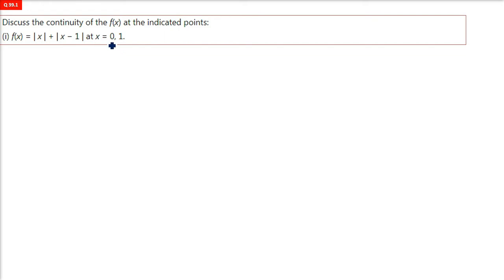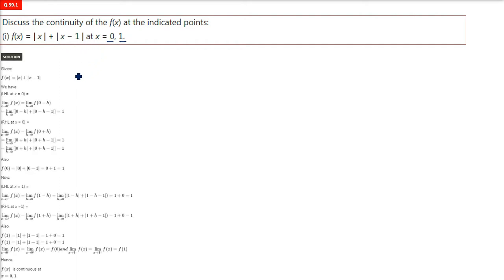Discuss the continuity of the function f(x) at the indicated points. These all questions have a modulus in them. So whenever you get the modulus or the absolute value, we are going to check this function for 0 and 1. The modulus value is positive x when x is greater than 0. It is going to be negative x when x is less than 0. Right? So this is very clear. If you are very clear about this concept, you can solve all these modulus questions, because in competitive exams most of the questions are related to this modulus.